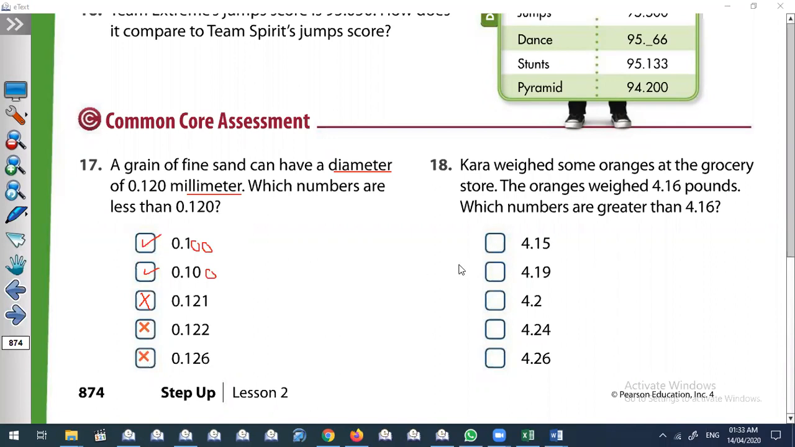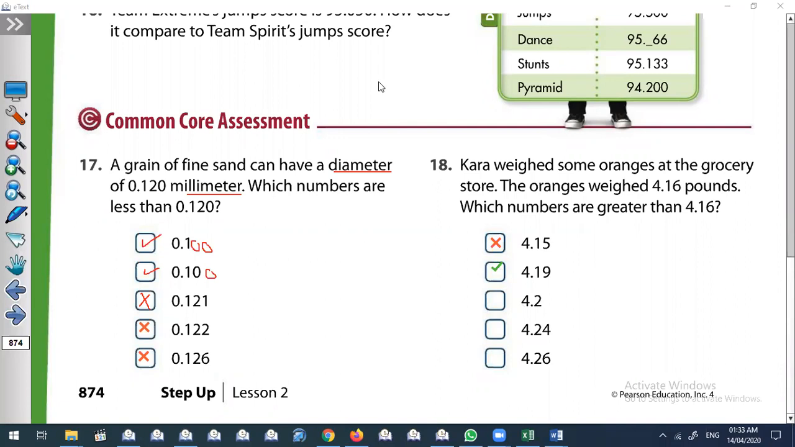So what next? Cara weighed some oranges at the grocery store. The oranges weighed 4.16 pounds. Which number is greater than 4.16? Let's check. 4.15 greater than 4.16? No. So it's X. 4.19 greater than 4.16? Yes. Check right.